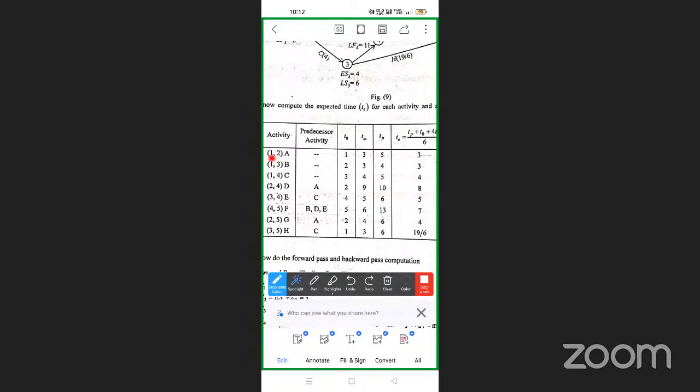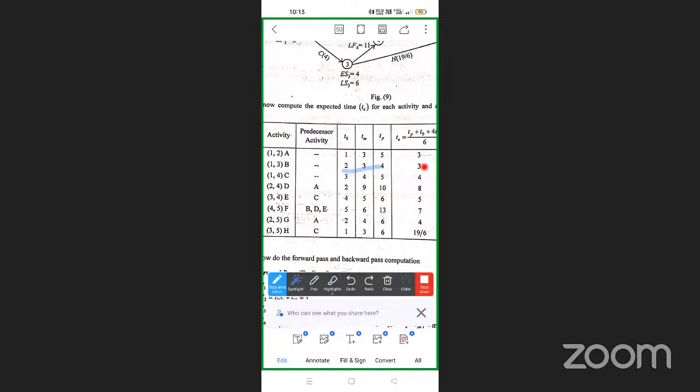The distance between two nodes is TE. The TE formula is TO plus TP plus 4TM divided by 6. Calculating this, we get 3. The distance between 1 to 2, node A, is 3. Similarly 1 to 3, same formula, TO plus TP plus 4TM divided by 6. Here also we get 3.